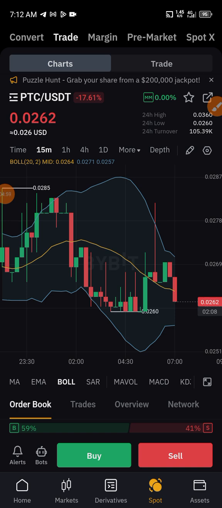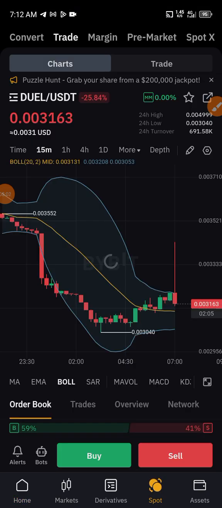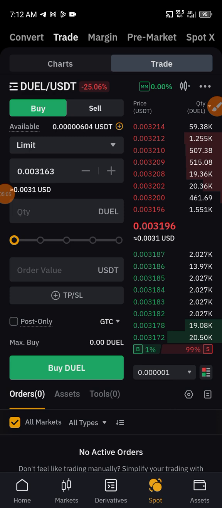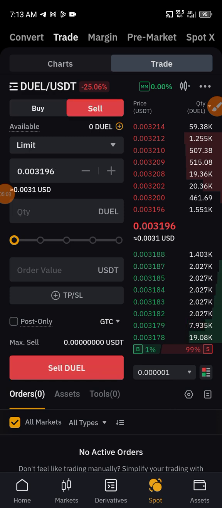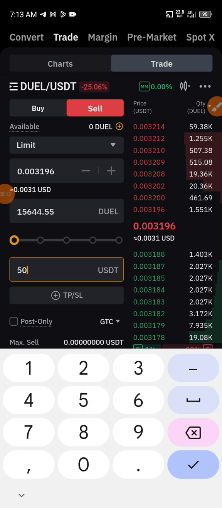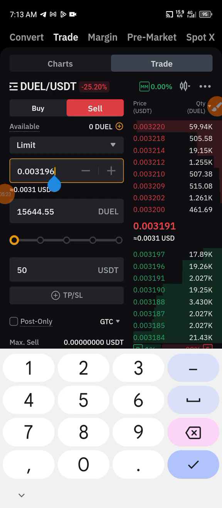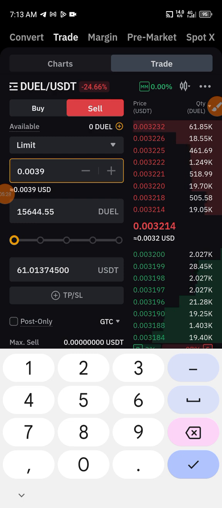In this place, you can make a huge profit before you know it. Okay, so let's say you buy DUO now with 50 USD. You get 15644.55, and you want to sell it when this goes to 0.039. You see, you have made $10 instantly. Not even 10, it's 11 USDT instantly. What if it goes more than that? You can double your money immediately.